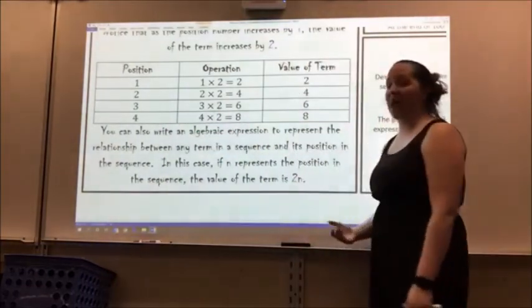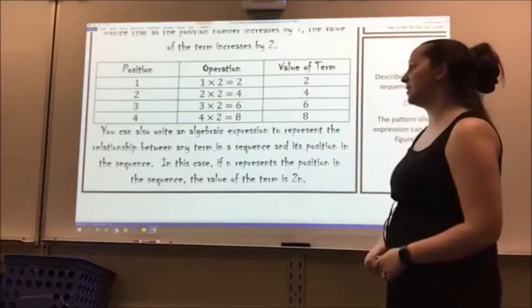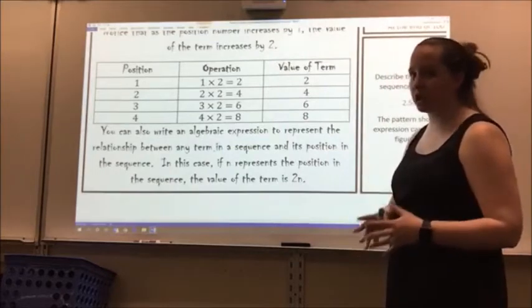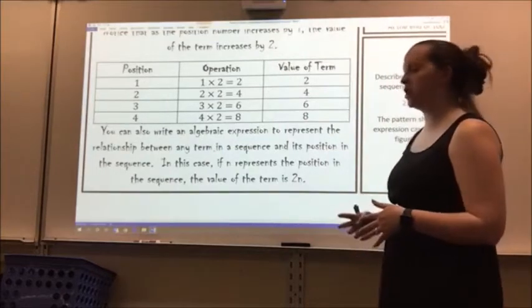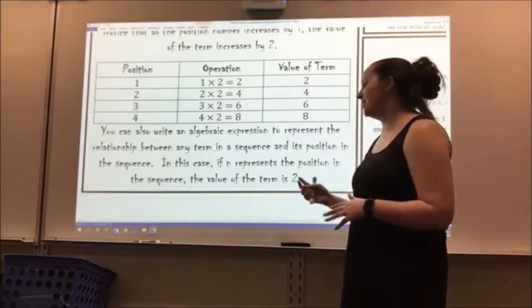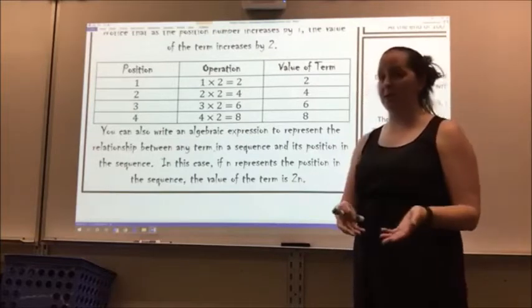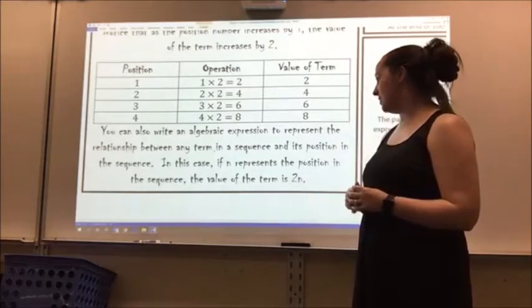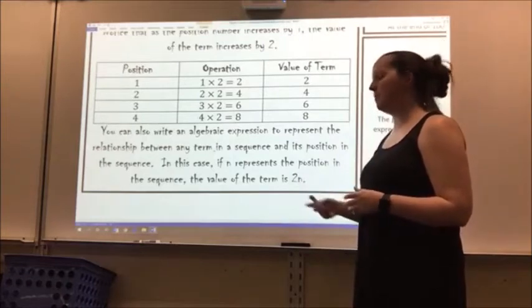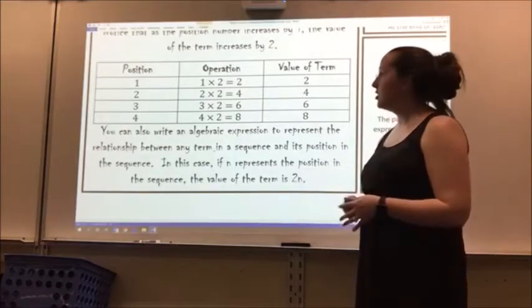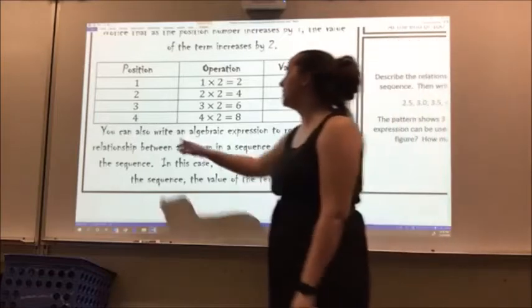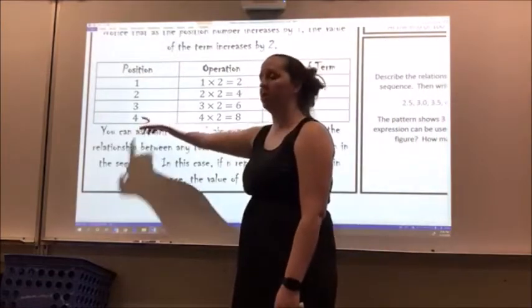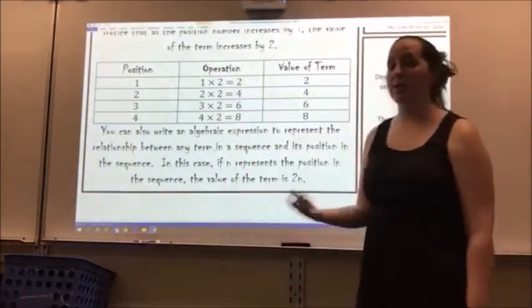You can also write an algebraic expression to represent the relationship between any term in the sequence and its position in the sequence. So in this case, if n represents the position of the sequence, the value of the term is 2n. So anytime I have position, my fourth position has a value of 8, because 2 times 4 gives me 8.